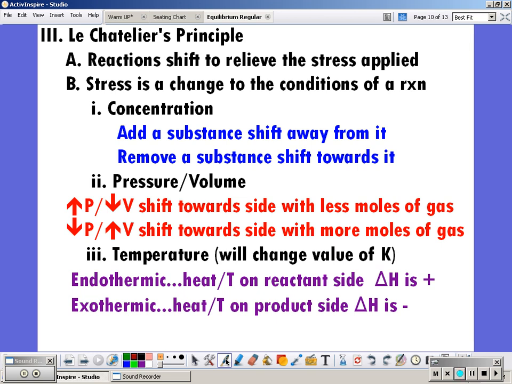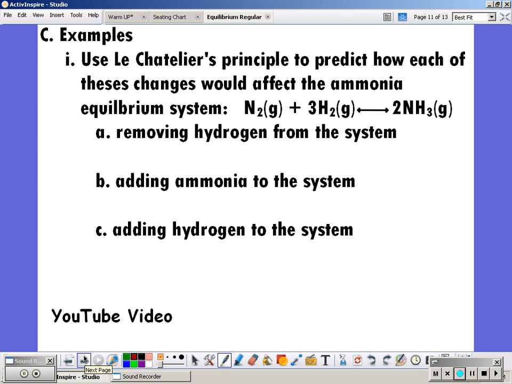An endothermic reaction has the heat or temperature on the reactant side, and delta H, or the change in heat, is a positive value. Exothermic, heat and temperature are on the product side, and delta H, or the change in heat, is negative. So use Le Chatelier's principle to predict how each of these changes would affect the ammonia equilibrium reaction. So if you remember, the left are your reactants, and the products are on the right.